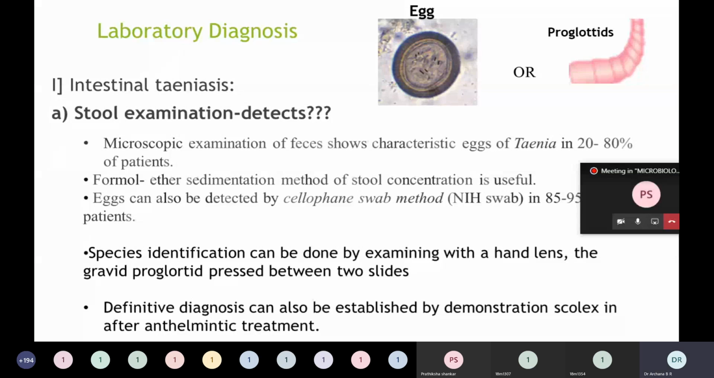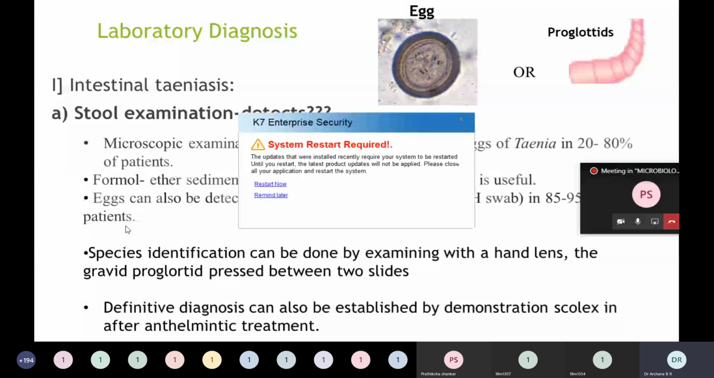But by eggs you can't differentiate the species. Both the eggs appear similar. Species identification can be done by examining with a handheld lens the gravid proglottids, which are pressed between two slides, and observing for the differences between Taenia saginata and solium.